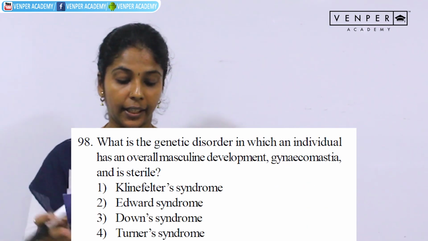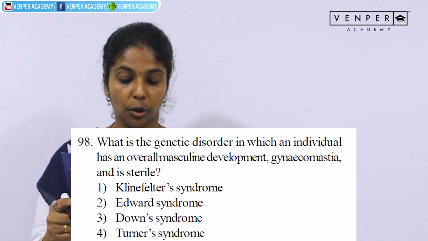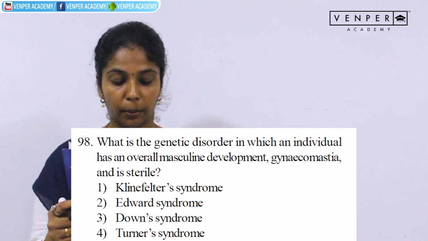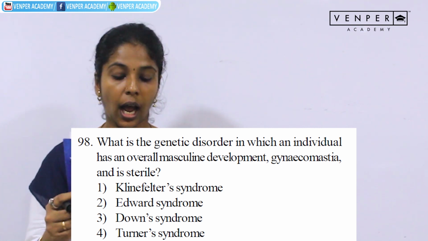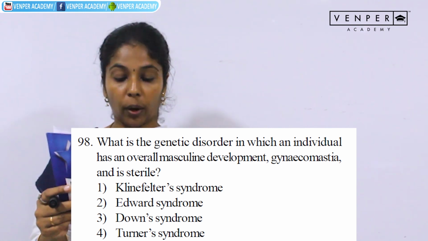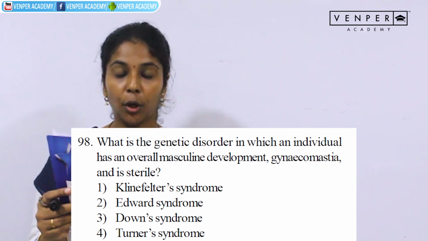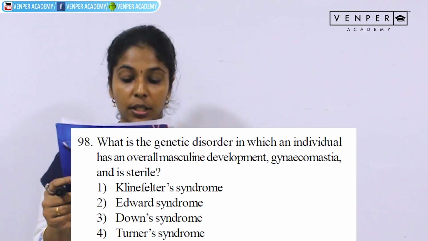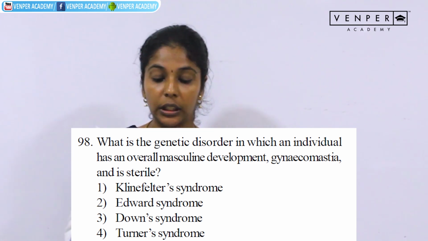Question number 98. What is the genetic disorder in which an individual has an overall masculine development, gynecomastia, and is sterile? There are 4 options given. Option number 1, Klinefelter syndrome. Option 2, Edwards syndrome. Option 3, Down syndrome. And option 4, Turner syndrome.